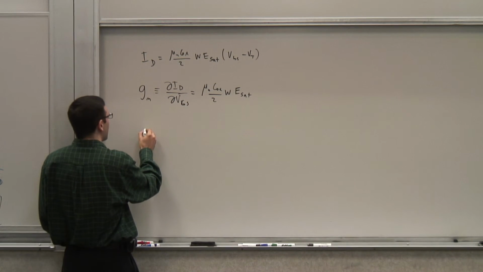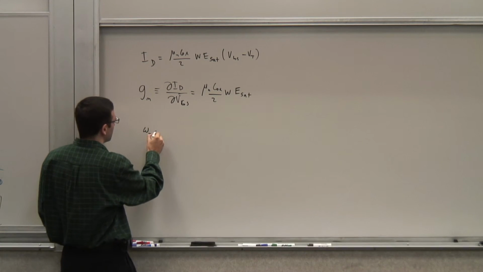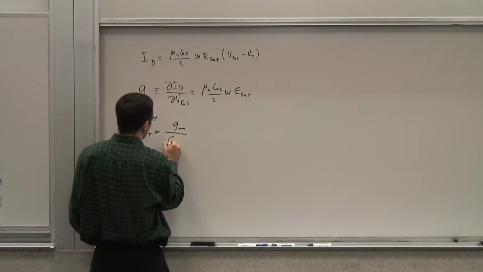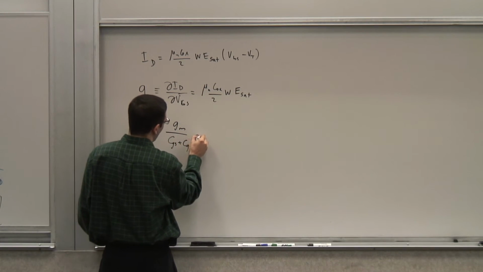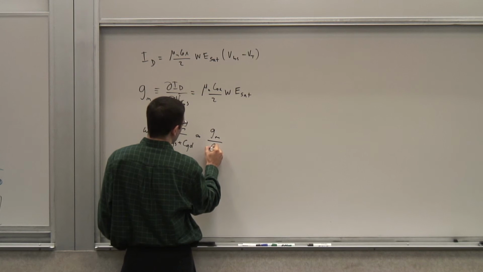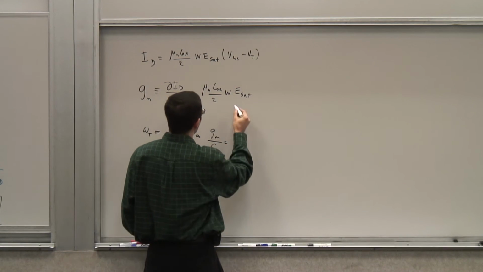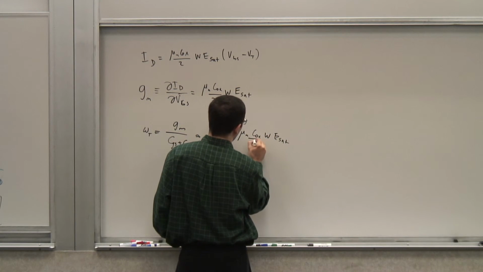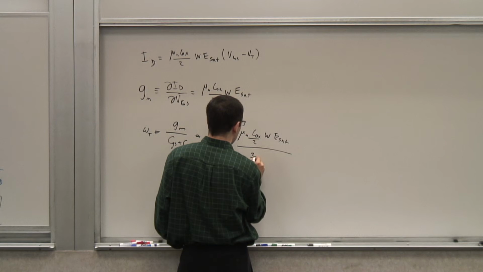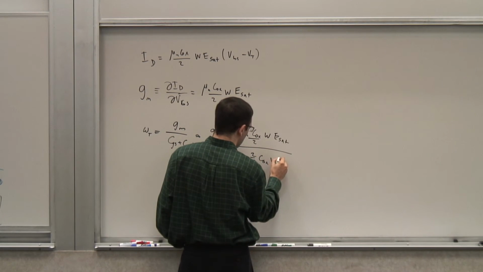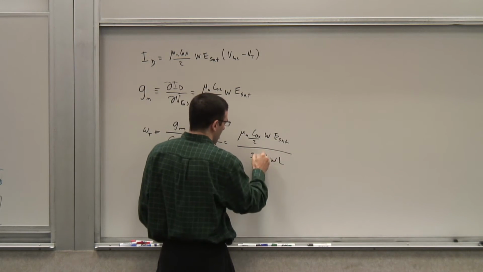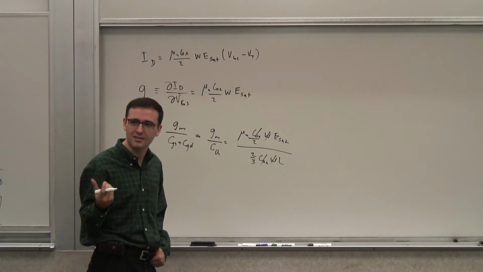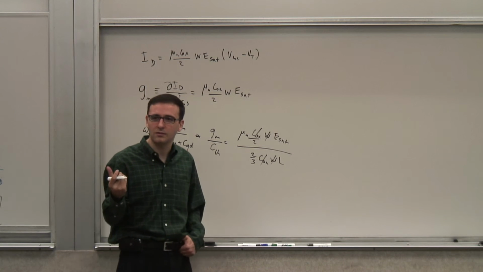All right, and let's recalculate my fT, or omega T in this case. 2 pi fT is gm over CGS plus CGD, which is approximately gm over C channel. Which is now mu n Cox W E sat over 2 divided by 2/3 Cox W L. These guys cancel, these guys cancel. So it doesn't depend on the width of the device, which makes sense, right? The fT should not depend on the width of the device.